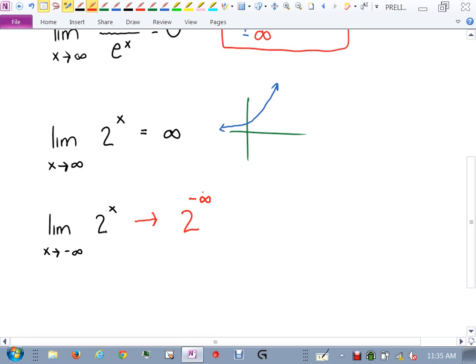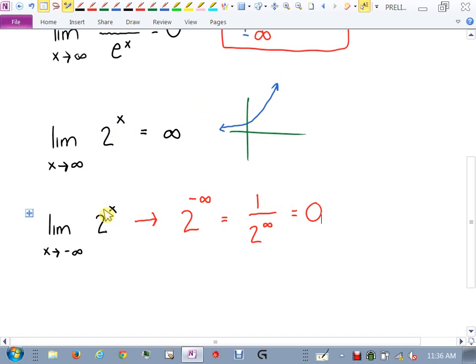But anything to a negative number can be dropped down as 1 over it to the positive. So this is 1 over 2 to the positive infinity. And now what situation do we have? Fixed over infinity. Fixed over infinity goes to 0. Now we could have done that. I heard some people say 0. You could have done that just by looking at the graph, right?